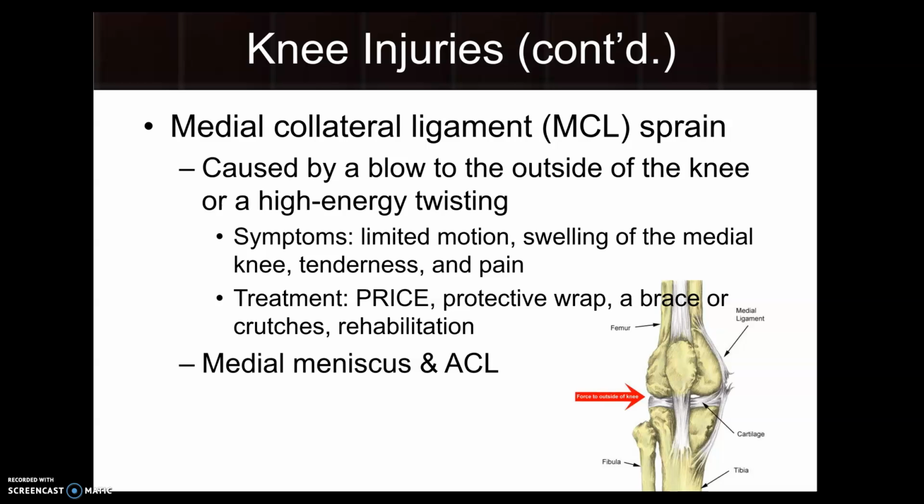Symptoms: limited motion, swelling on the medial aspect of the knee, certainly point tenderness and pain in that same region. If the valgus force is strong enough to completely tear the medial meniscus, the next restraint is that ACL ligament, which attaches anterior here to the tibia and then posterior to the femur. And so that valgus force can also tear the ACL as well.